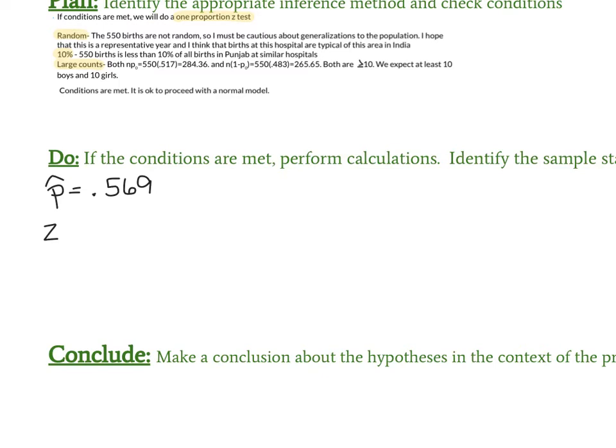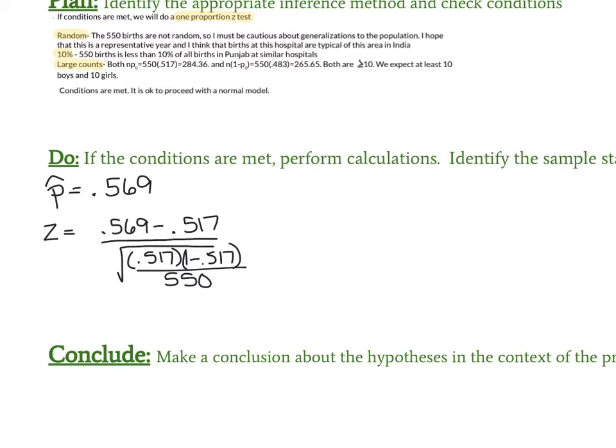How far from the mean would this sample fall? So to do that, that's 0.569 minus the mean of my distribution, which is my population mean, 0.517, over the standard deviation of my sampling distribution, which would be the square root of 0.517 times 1 minus 0.517 over the sample size, which is 550.